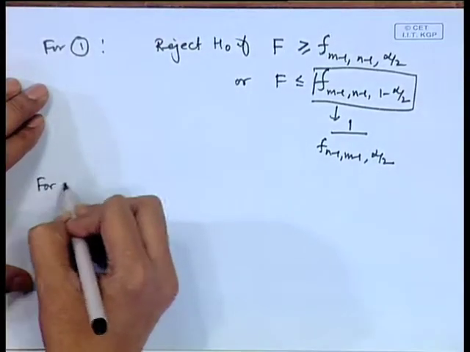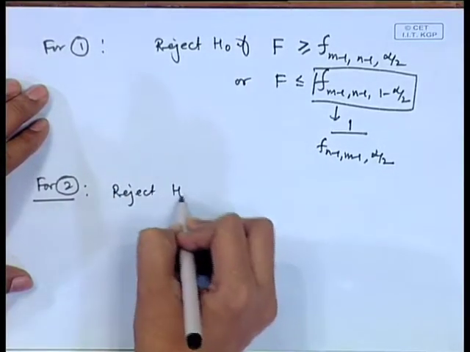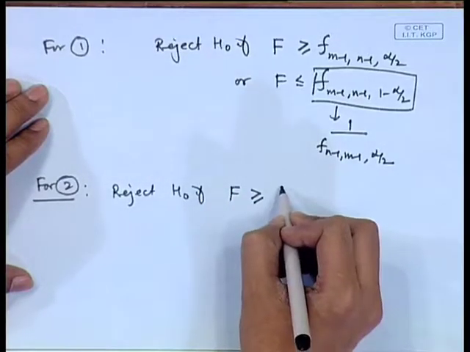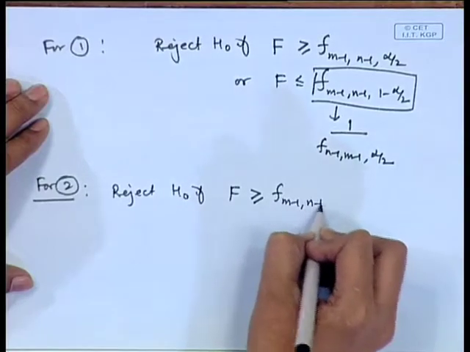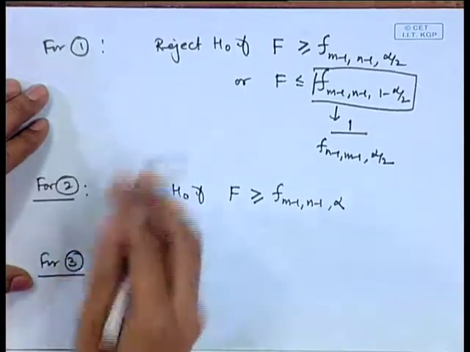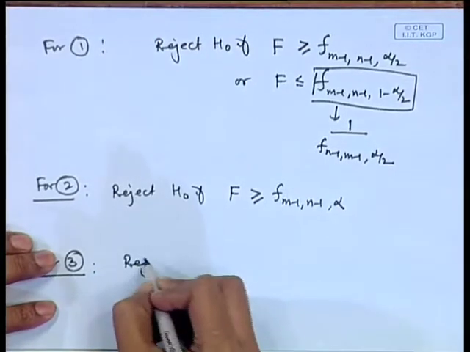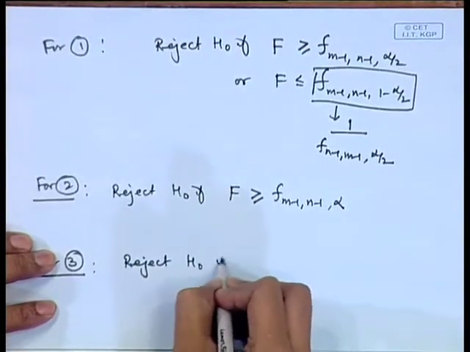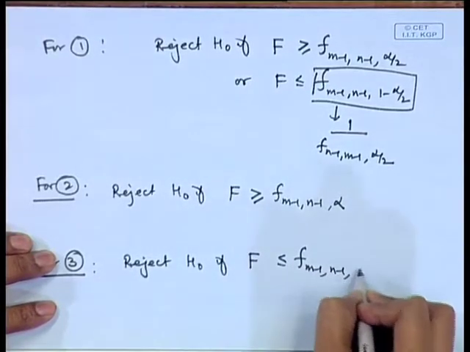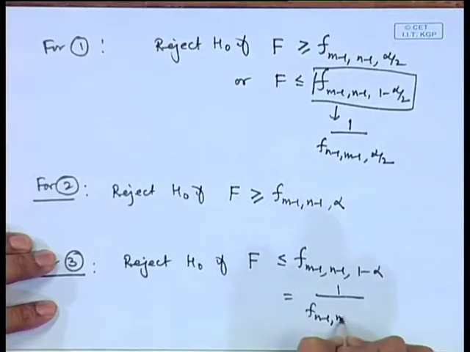For the hypothesis 2, the rejection region will be reject H naught if F is greater than or equal to F m minus 1, n minus 1, alpha. For the hypothesis testing problem 3, that is sigma 1 square less than sigma 2 square as the alternative, we will be rejecting H naught if F is less than or equal to F m minus 1, n minus 1, 1 minus alpha, which is equal to 1 by F n minus 1, m minus 1, alpha.